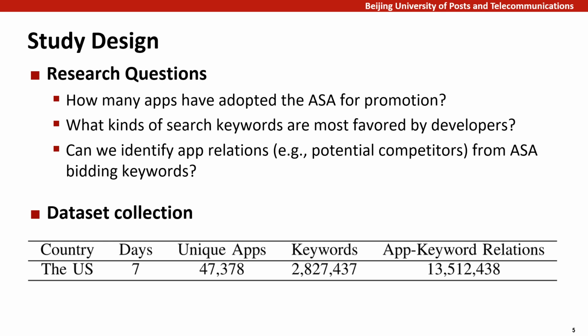As no public information on the official App Store could be collected, we collaborated with an anonymized mobile app intelligence company to collect this dataset. We collected the most popular apps in 22 mainstream categories, and their information from App Store from January 1st to 7th in 2021. Finally, we created a dataset with a total of 47,000 popular apps. We further collected their bidding keywords during the span of the week, with 2.8 million unique bidding keywords and 13 million app keyword relations in total.